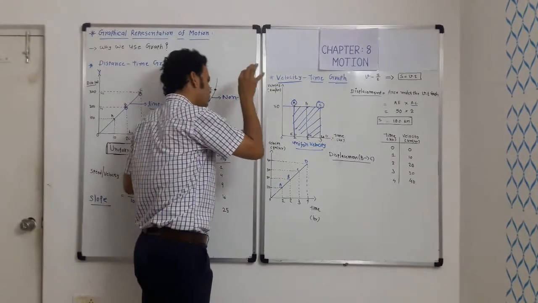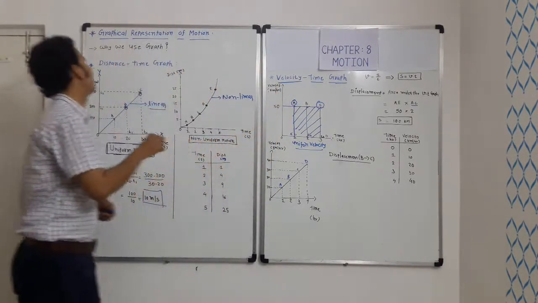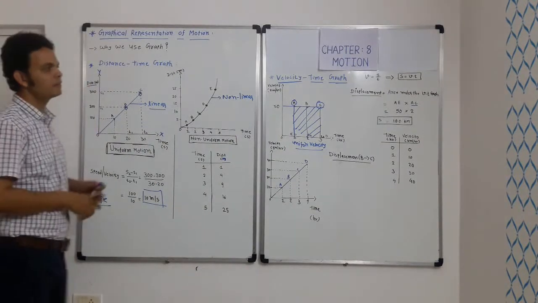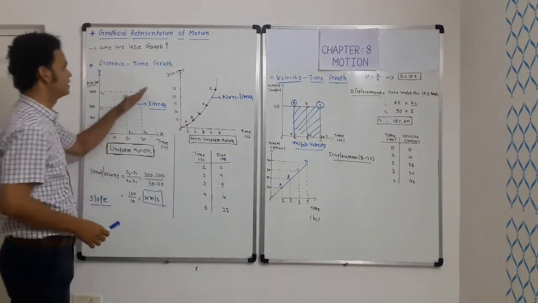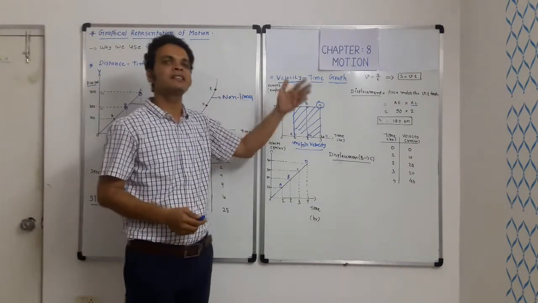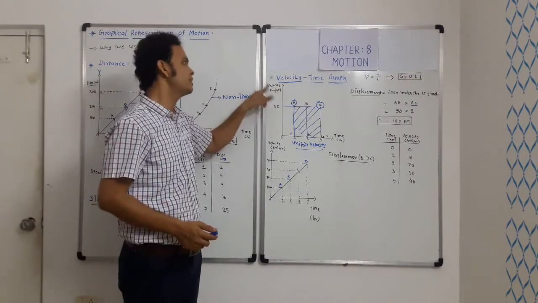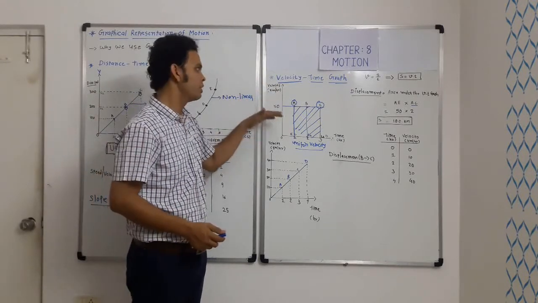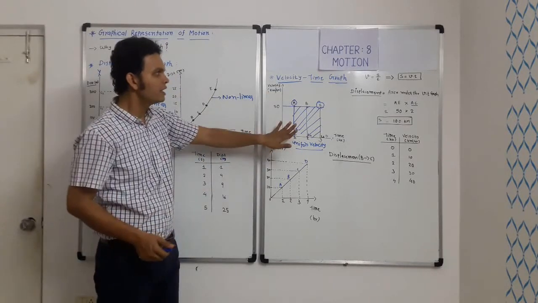But if I have to represent the same thing, that means this constant velocity, on the distance time graph, then this line will not be horizontal. It will be something like this, because distance is increasing here, velocity is not increasing. But if it had been distance, not velocity, then it would certainly increase. Okay, so this is the velocity time graph.